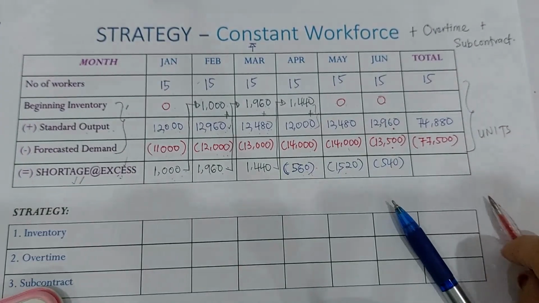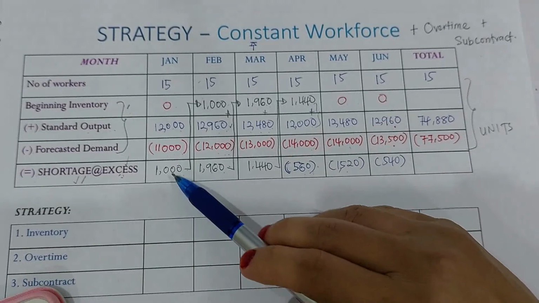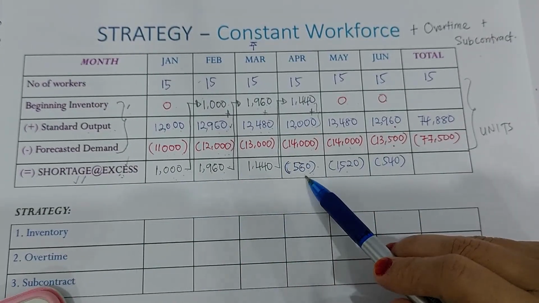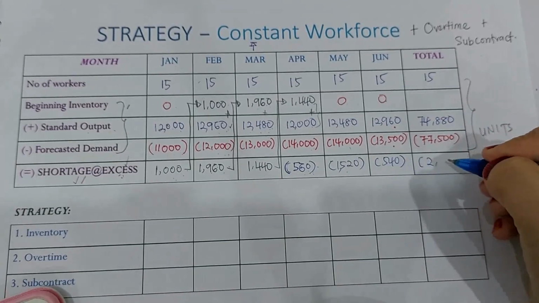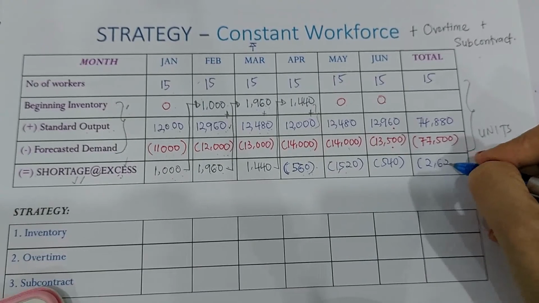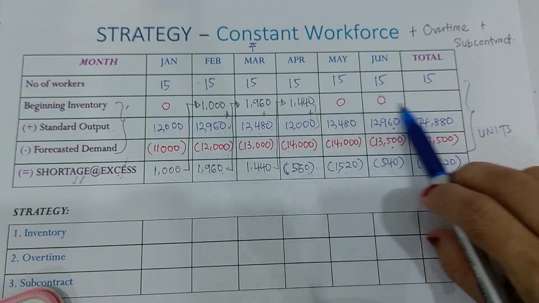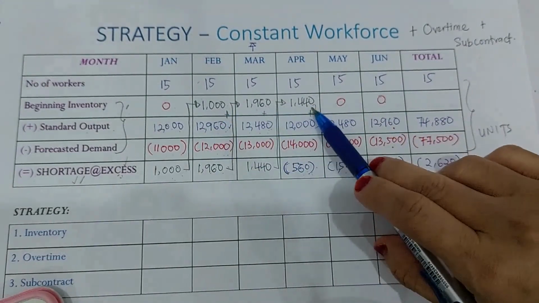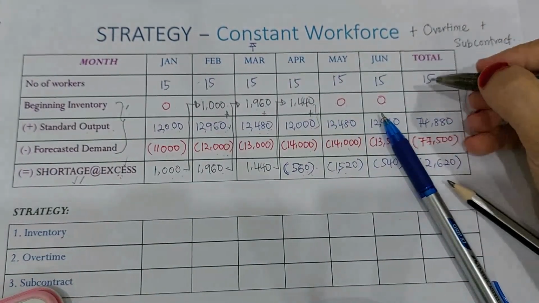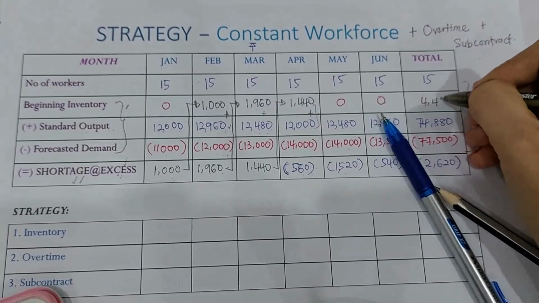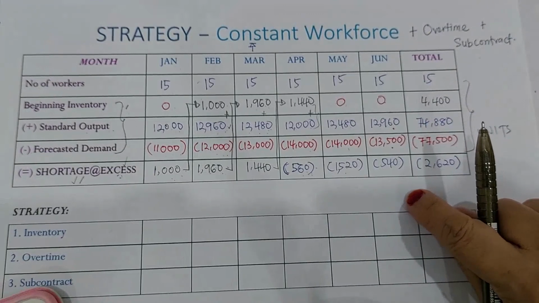So the total shortage here is, when you add up all this, how to add up all this? Plus sign, plus sign, plus sign, minus of these three items. So in the end, you will get total shortage for 6 months is 2,620 units. Please also calculate the total for the beginning inventory. You add all this, so the beginning inventory becomes 4,400 units. Okay, so now we are done with the first part.